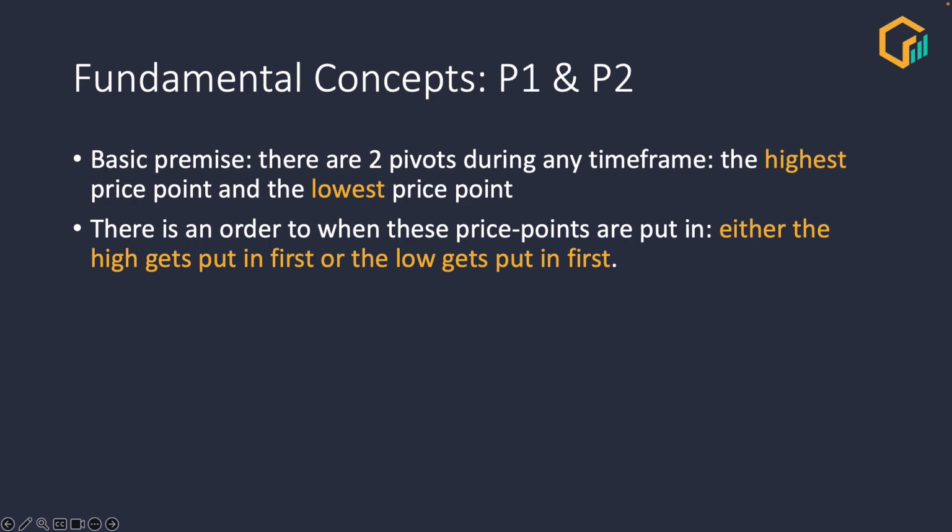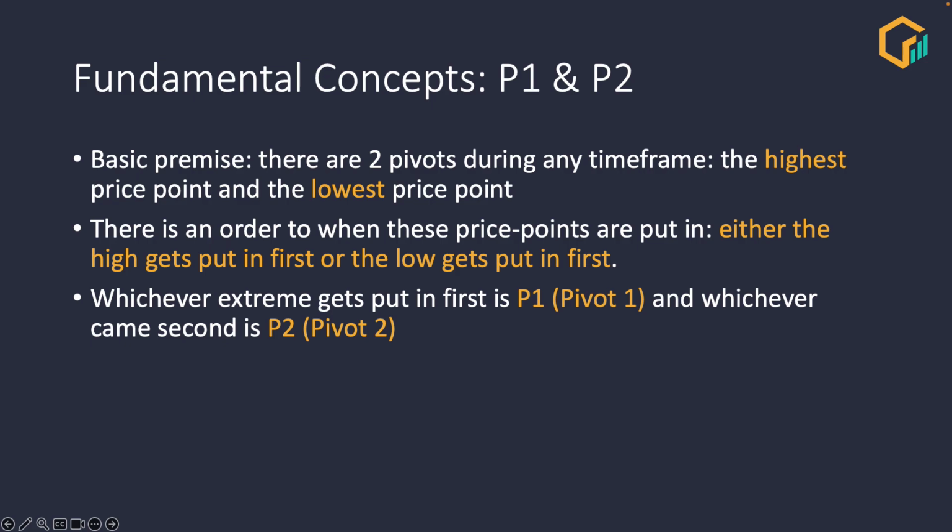So either the high gets put in first, which means the low gets put in second, or the low gets put in first, which means the high gets put in second. Whichever extreme gets put in first is P1, and whichever came second is P2. P1 stands for pivot 1, and P2 stands for pivot 2. So, for example, if the daily low gets put in first and the daily high gets put in after the daily low, that means the daily low is P1 and the daily high is P2. So for this, we use the concept of P1 and P2.